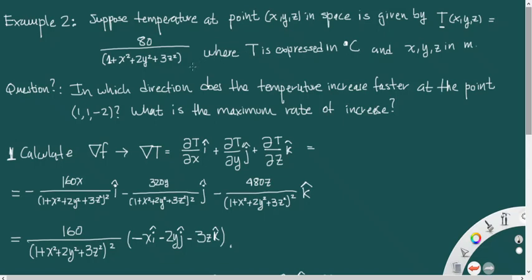Okay. Well, the question is, in which direction in the three-dimensional space does the temperature increase faster at the point, let's say 1, 1, minus 2? So we are in the 3D space and we are in this specific point. In what direction is the temperature going to increase faster? What is the maximum rate of increase for the temperature in that three-dimensional space?